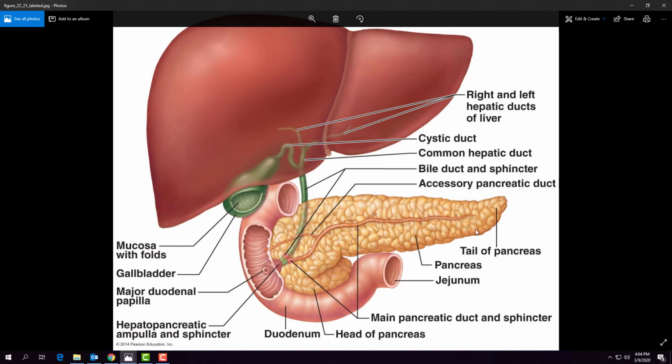And then here's the pancreas. And that's it. Those are all the structures that you need to be able to identify for the next quiz. Good luck.